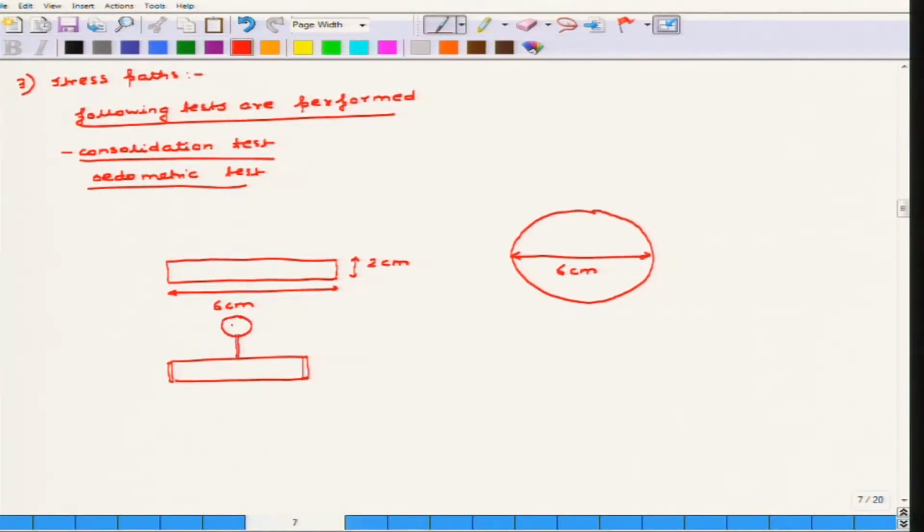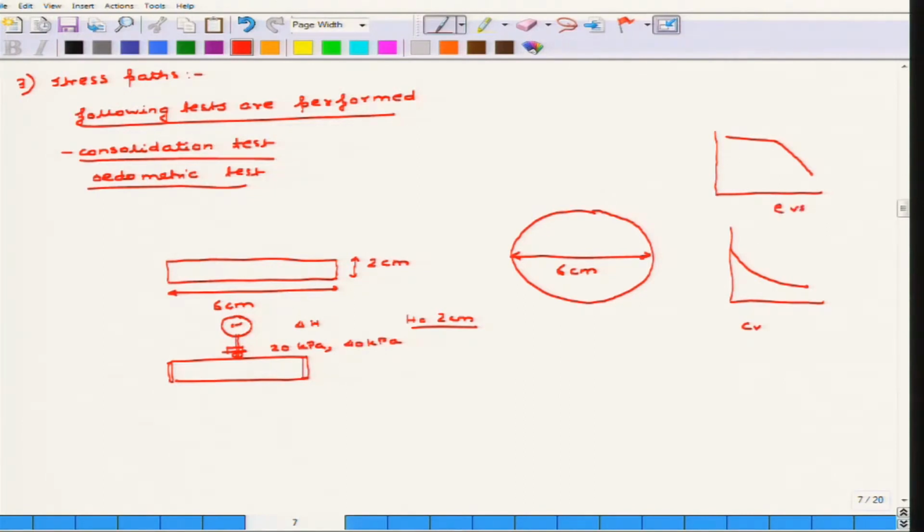A dial gauge is applied to observe the change in delta H, where H is the original height, generally 2 centimeter. As the dial gauge reads, different loads are applied on this sample. There is a load here, it will be applied to the sample, and as different loads are applied, let us say it varies from 20 kPa, then 40 kPa, and like that, you observe the change delta H by H, and then you plot all these consolidation curves: the square root of time, the CV, then basically the E versus log P.